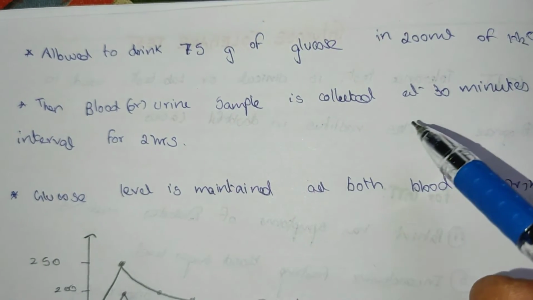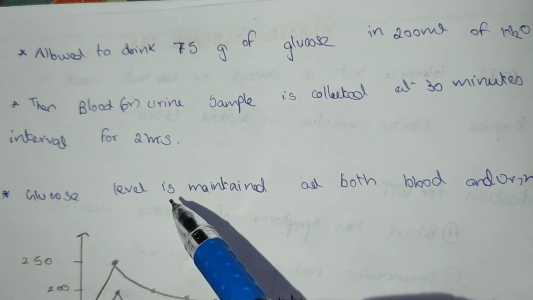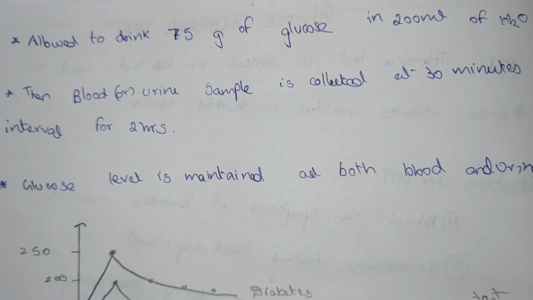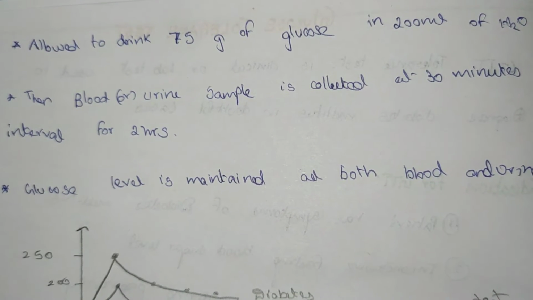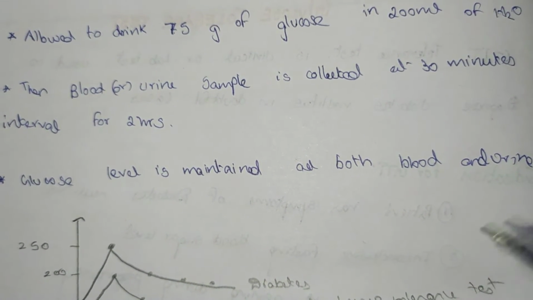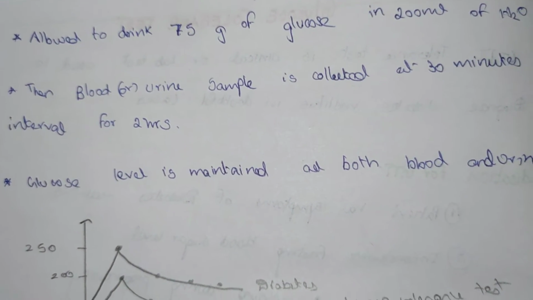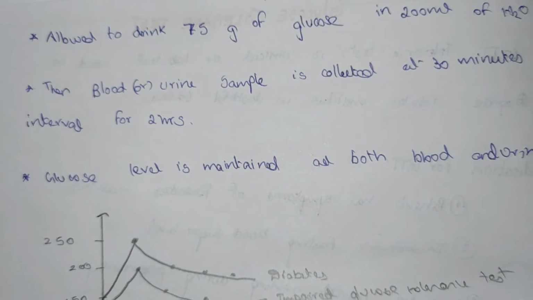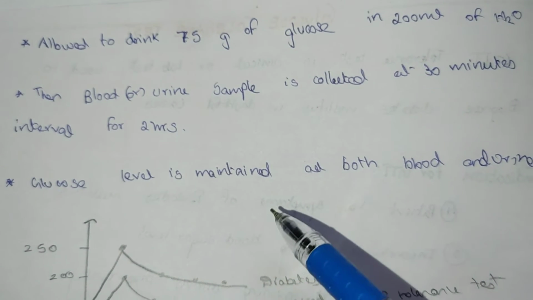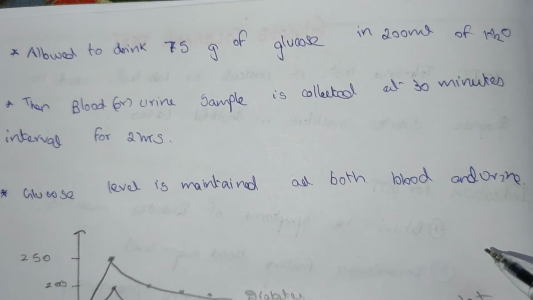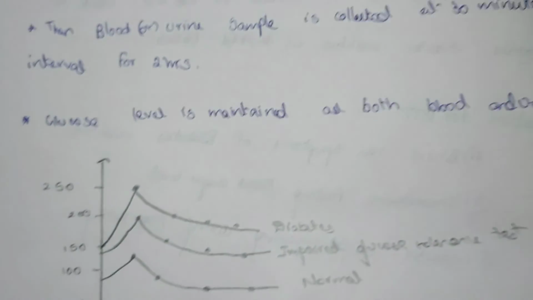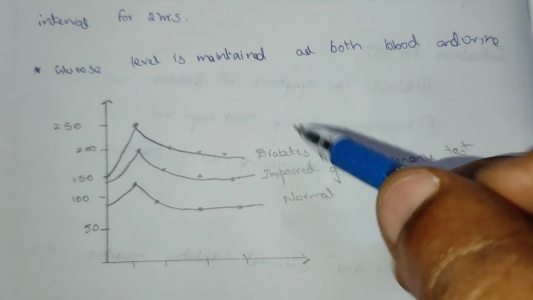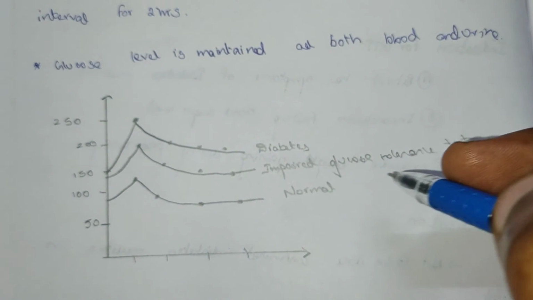Then the blood and urine samples are collected at 30 minute intervals for 2 hours. So there are 4 samples plus the fasting blood and urine sample, totally 5 samples collected. The glucose level is measured both in blood and in urine. And this is the graph of the glucose tolerance test. This will be the normal, this is the confirmed diabetic, and this is an impaired glucose tolerance test.